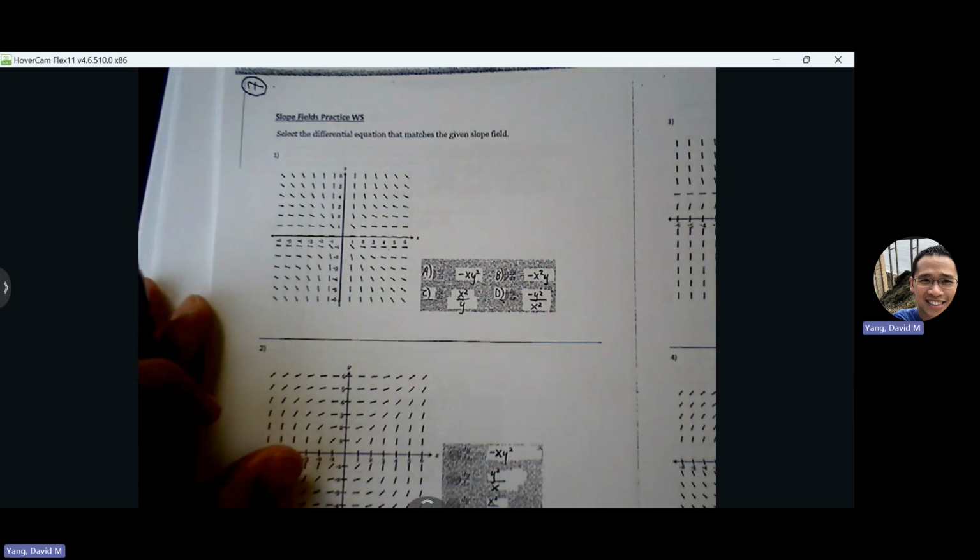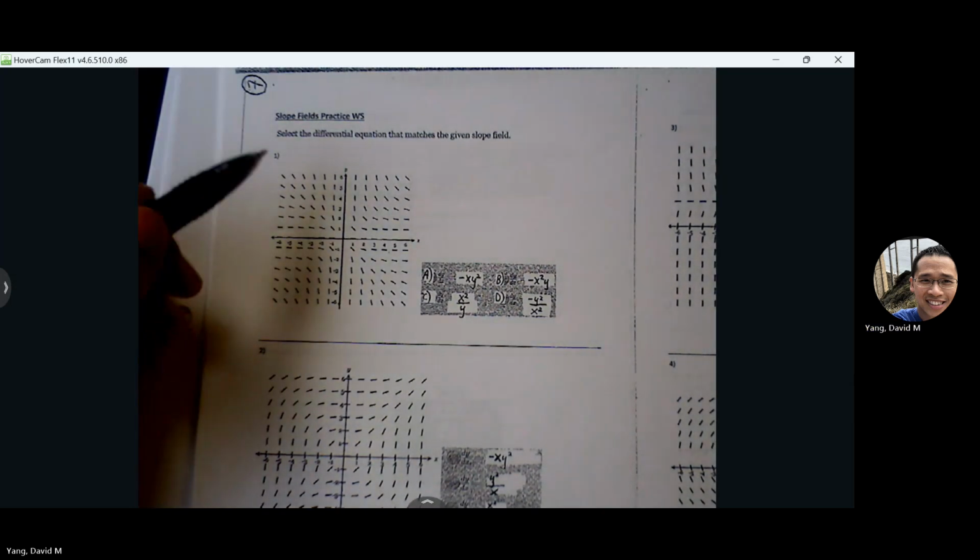All right, let's go to page 7. We're going to do some review. We've covered all of our new content. So we'll do some review with slope fields. We'll do some review with solving differential equations. So let's look at number 1 on page 7 here.